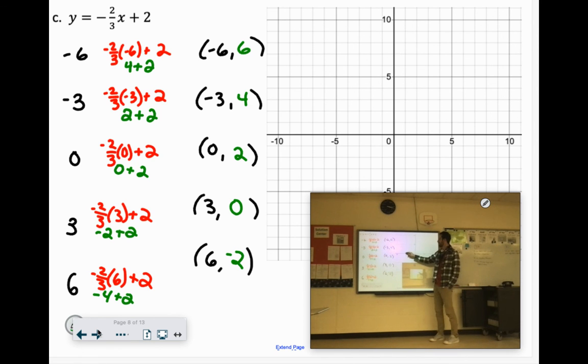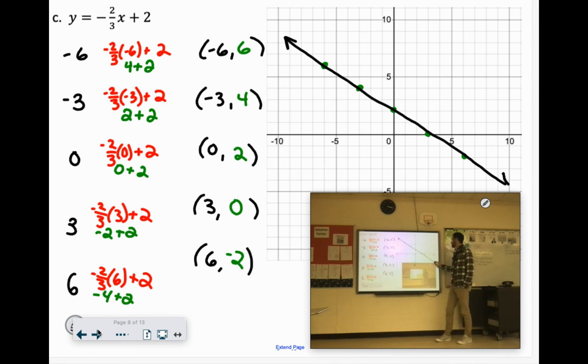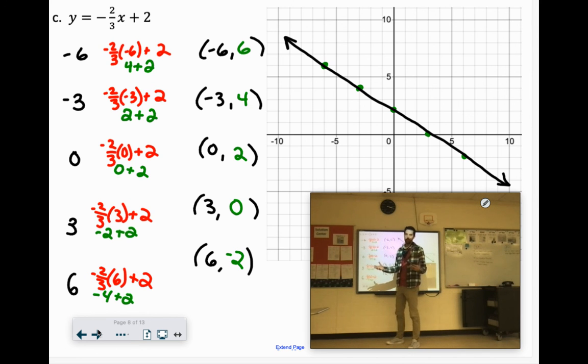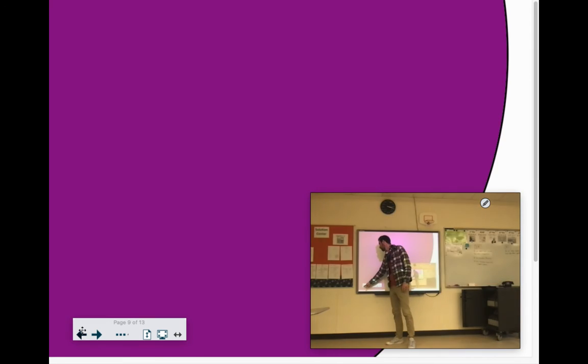So we have negative 6, 6. We have negative 3, 4. We have 0, 2, 3, 0, and 6, negative 2. We draw our line through it. And it goes on forever in both directions. So make sure that you also show that by putting the arrows on the end.